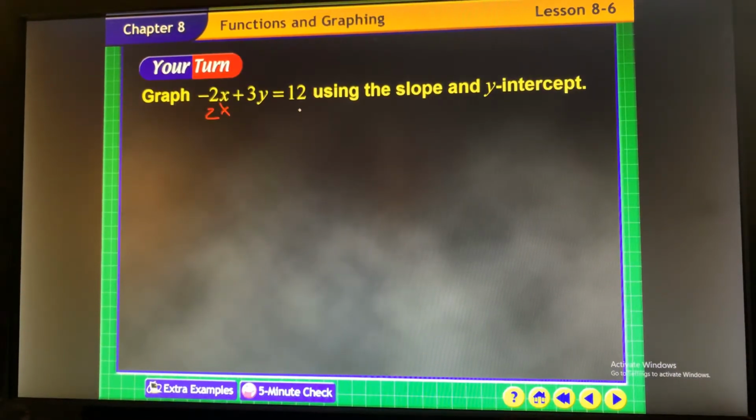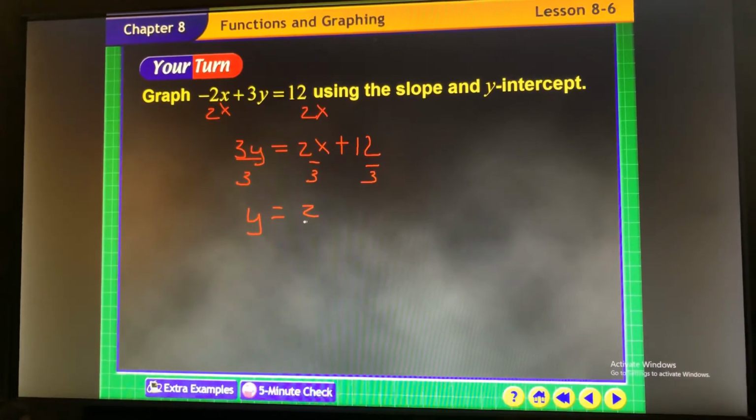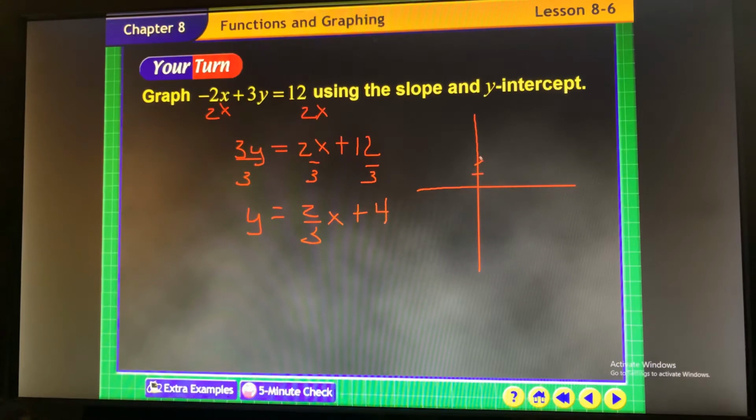Add that 2x to both sides. You have 3y is equal to 2x plus 12. Going to go ahead and divide through by 3. Y is equal to 2/3 x plus 4. So when I do my graph, I'm going to start at 4. From this point, I'm going to drive 2 units up, 3 to the right. 2 units up, 3 to the right. If I run out of room, I'm going to go 2 down and 3 left, because 2 negatives make a positive. 2 down, 3 left. And I have my graph.